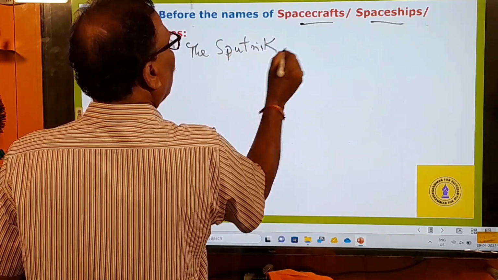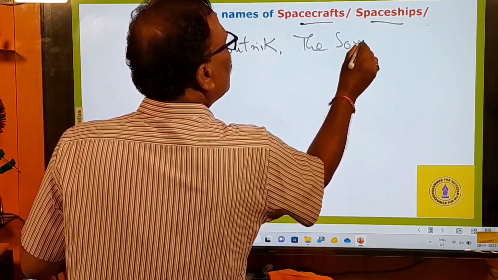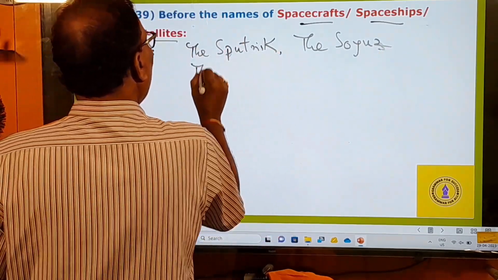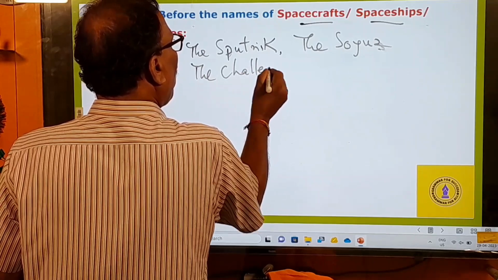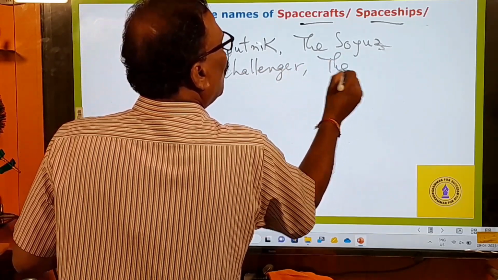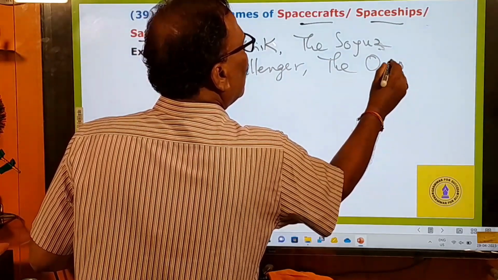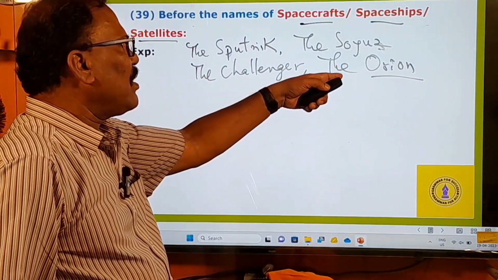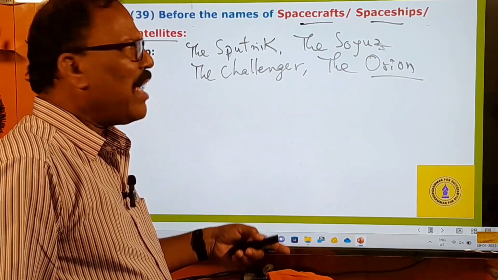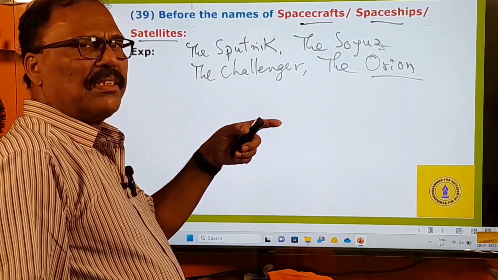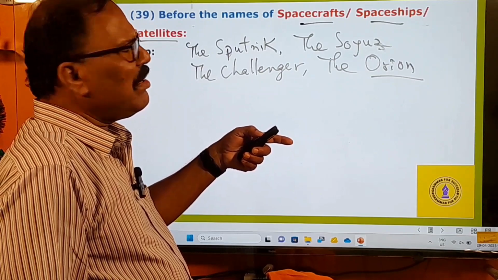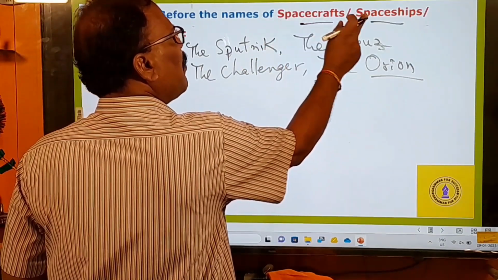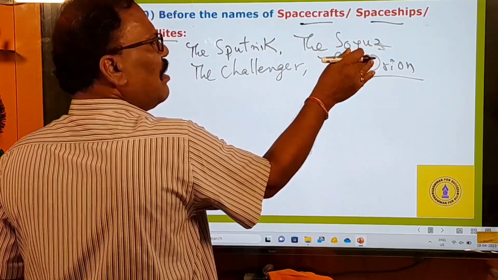Sputnik. The Soyuz. So this is spacecraft, the Challenger spacecraft. The Orion. Recently, Artemis flight. Artemis 1 was sent with the help of this spacecraft or spaceship. Spacecraft, spaceship, that is another name of a rocket. Rocket also you can say spacecraft, spaceship, rocket. All these names are the same.